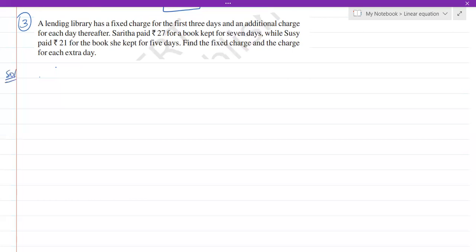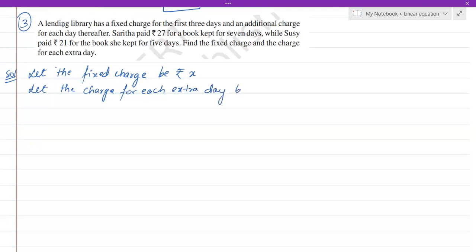Let the fixed charge be rupees X. Let us consider the fixed charge to be rupees X. Let the charge for each extra day be rupees Y.